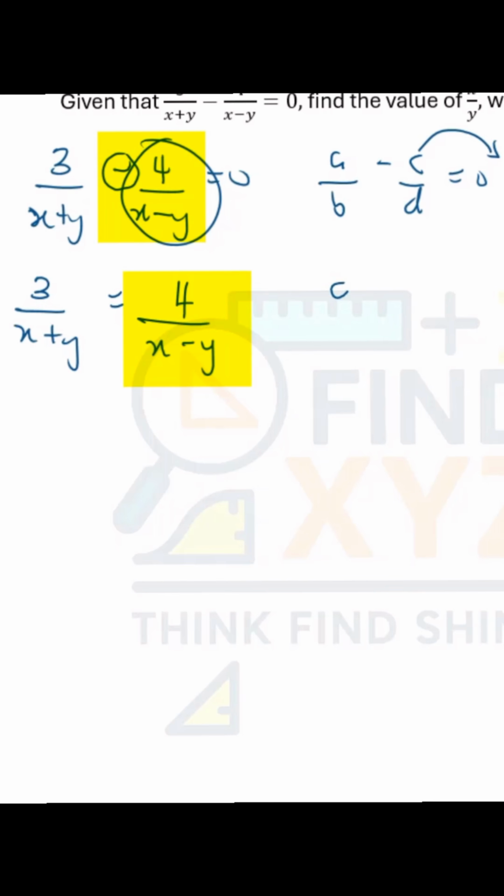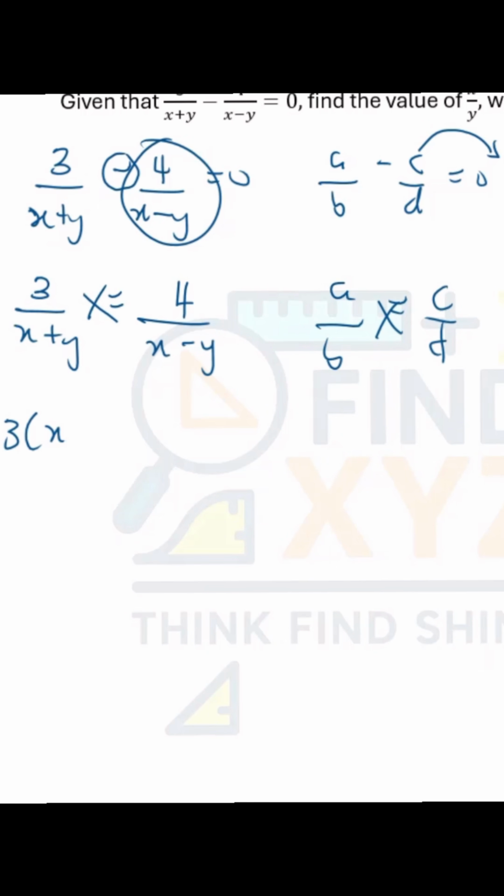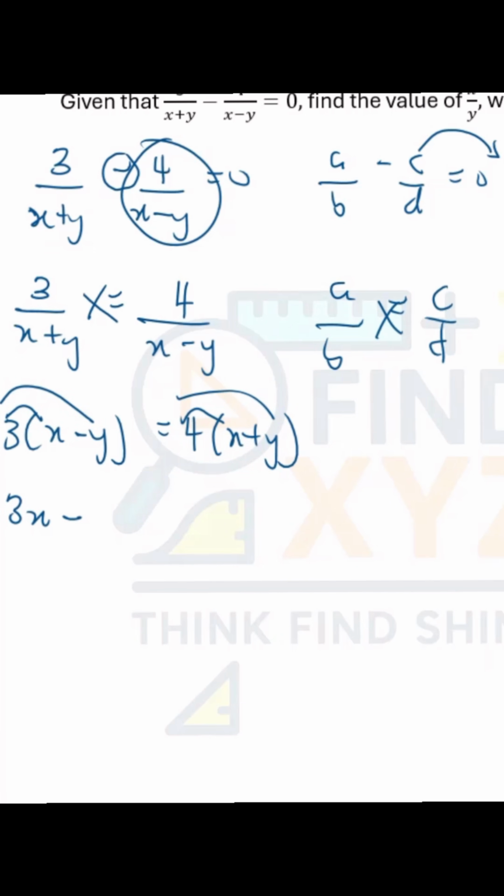Then if I have a over b which is equal to c over d, I can comfortably cross multiply. Then I'll cross multiply. Then I'll have 3 multiplying x minus y is equal to 4 also multiplying x plus y. Then I'll expand. So 3 times x will give us 3x. Then 3 times negative y will give us negative 3y is equal to 4 times x, 4x, then 4 times y, 4y.